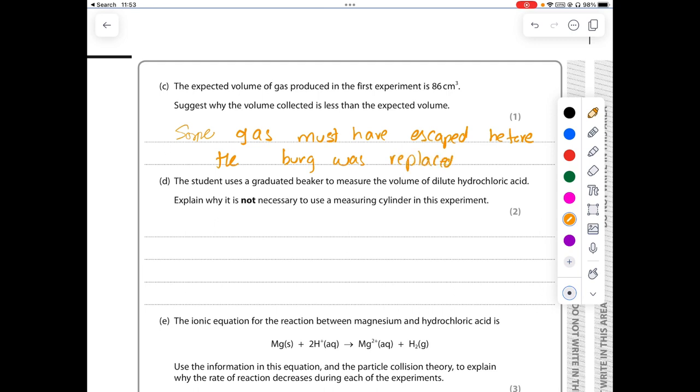The student uses a graduated beaker to measure the volume of dilute hydrochloric acid. Explain why it is not necessary to use a measuring cylinder in this experiment. Because the acid used is in excess and therefore accurate volume is not required.